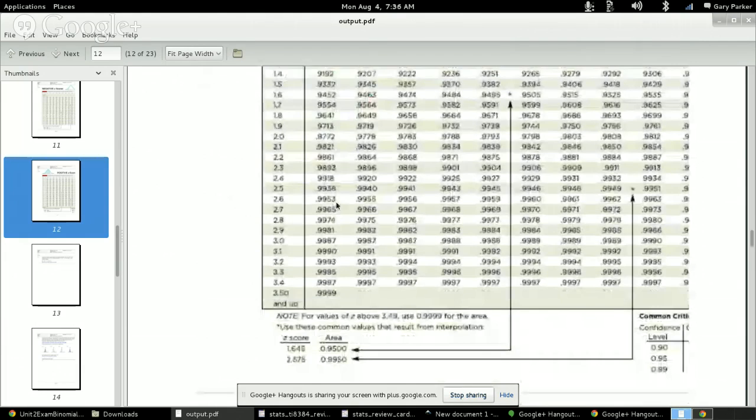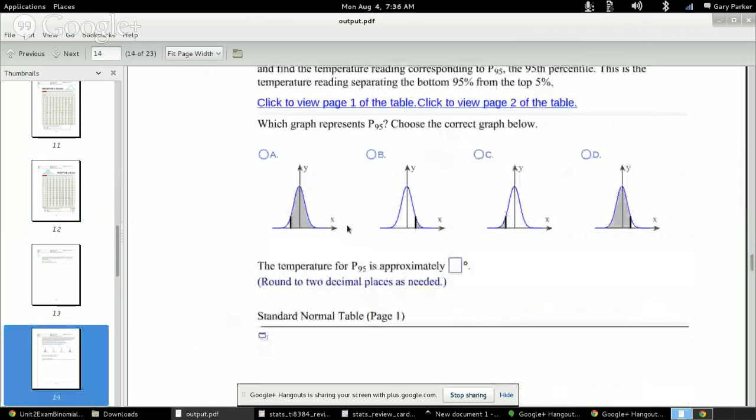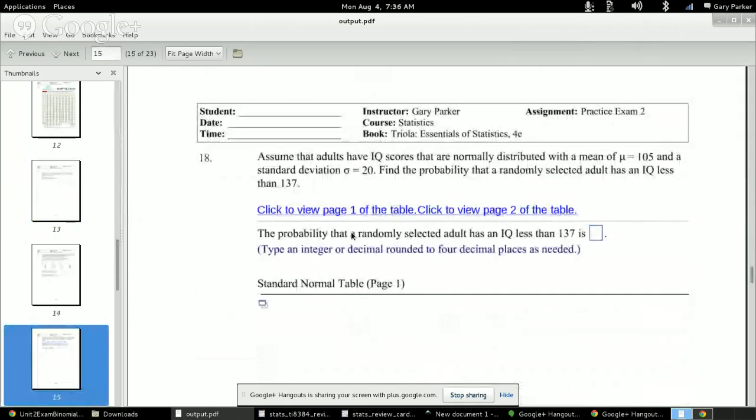Not too bad. Okay, so here we have a situation where it's not a standard normal, so we have a different mean. The mean here is going to be 105, standard deviation is 20. We want to find the probability that a randomly selected adult has an IQ of less than 137. All right, so I'm not going to use a table for that. I'm just going to draw a picture and use my spreadsheet.